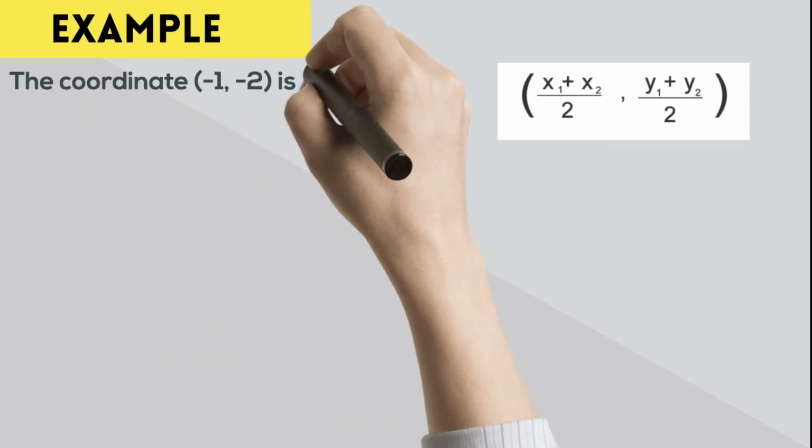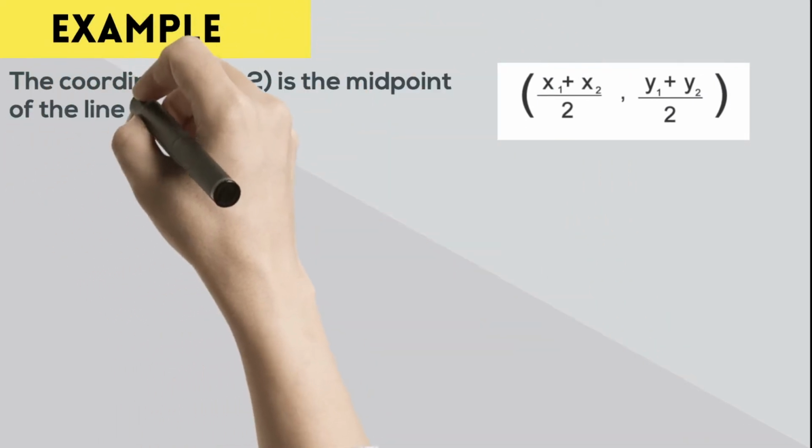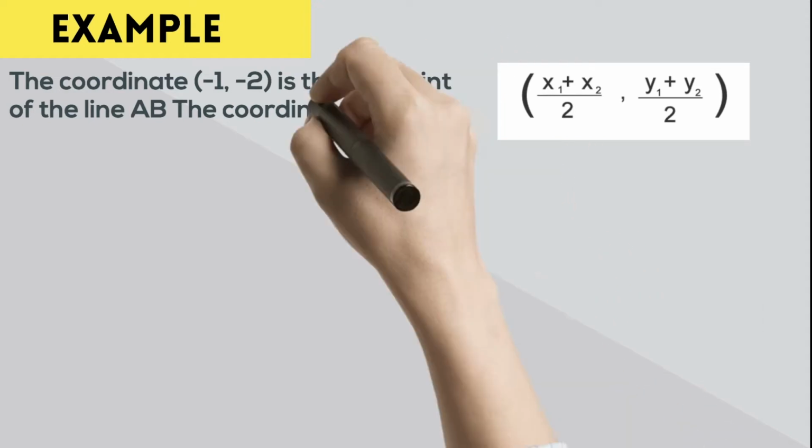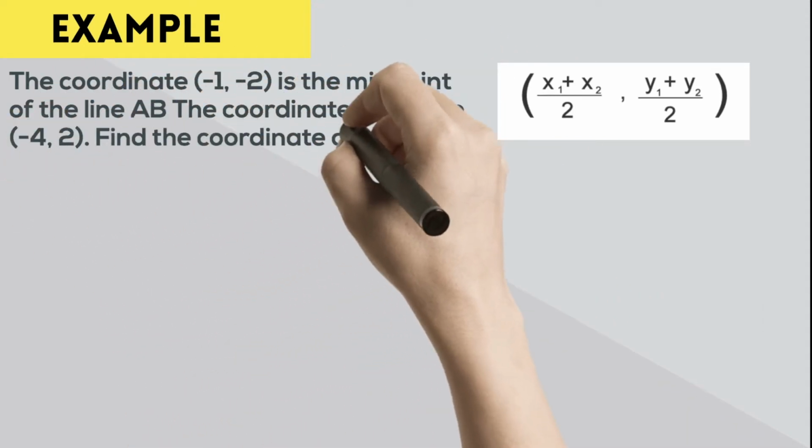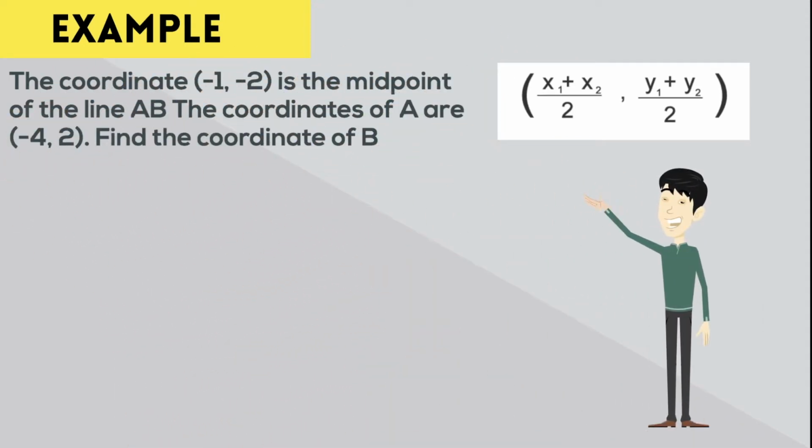Okay, this one is a bit harder, so I will give you more time. The coordinate (-1, -2) is the midpoint of the line AB. The coordinates of A are (-4, 2). Find the coordinates of B.